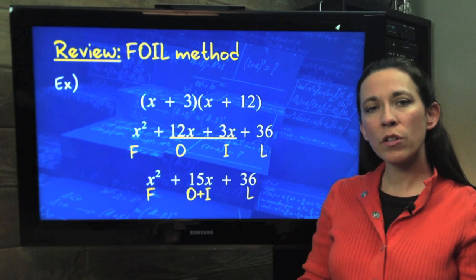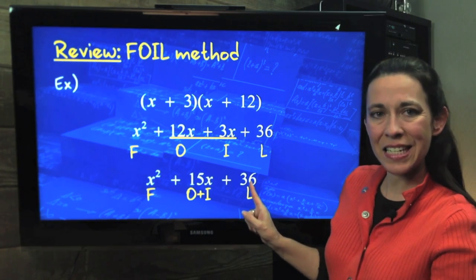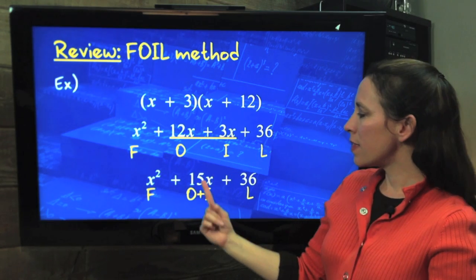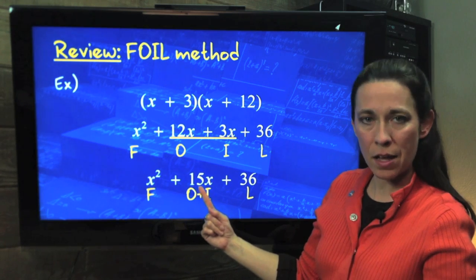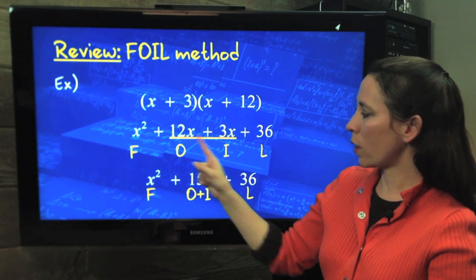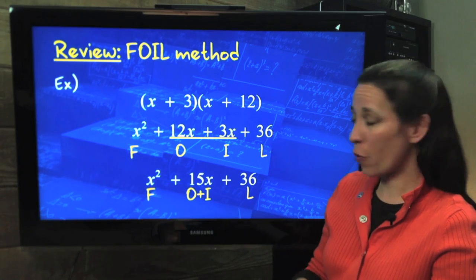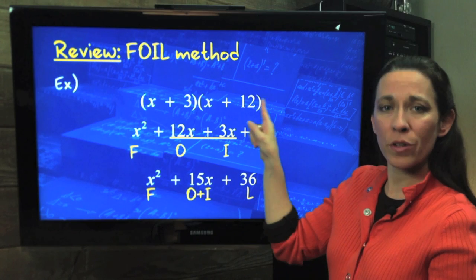One thing I want you to notice in our result, this last number here is 36. We got that when we multiplied 3 and 12. The middle number here of 15, we got from adding those numbers, 3 and 12. So that's the pattern that we're looking for. We're going to start here and go backwards.